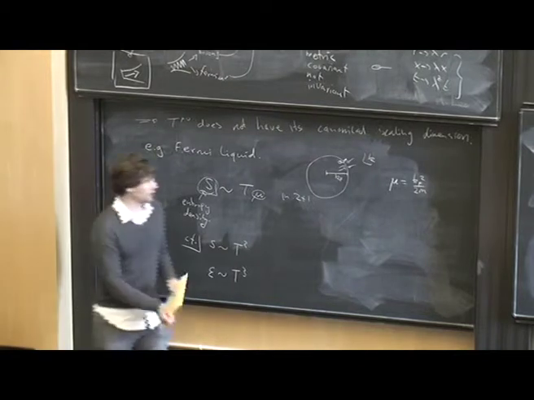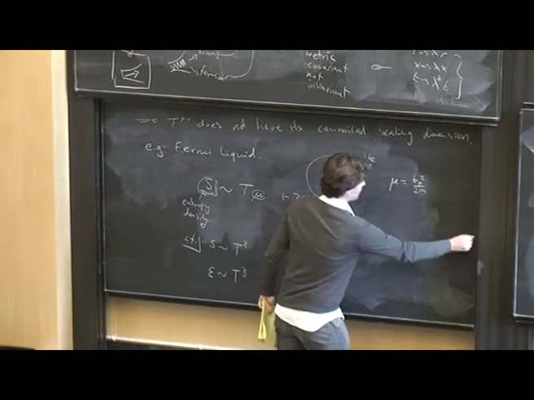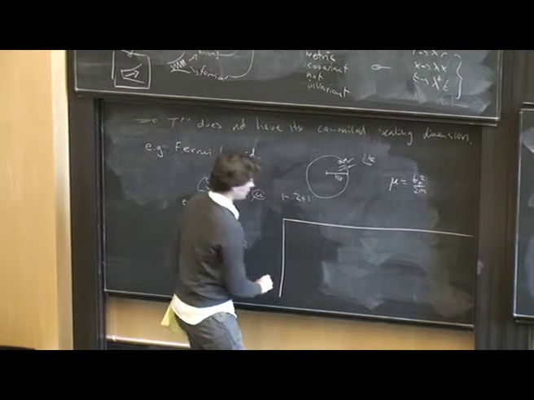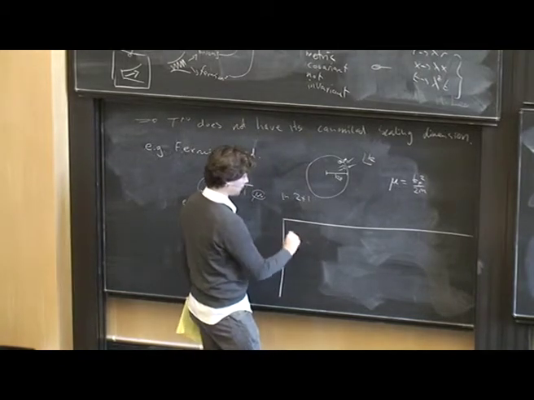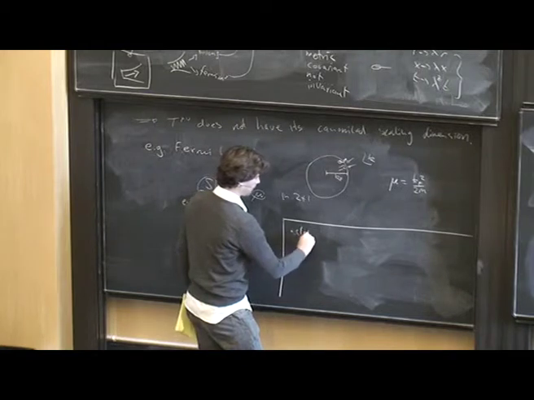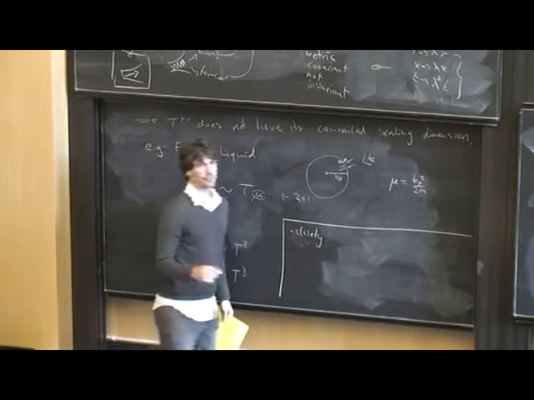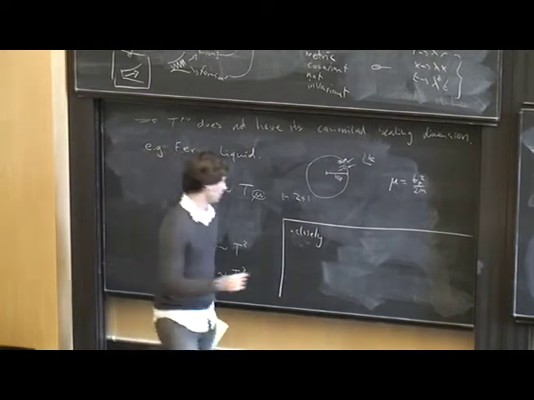Another manifestation that might be more familiar is actually phi to the fourth theory. This is closely related to what are called dangerously irrelevant operators.